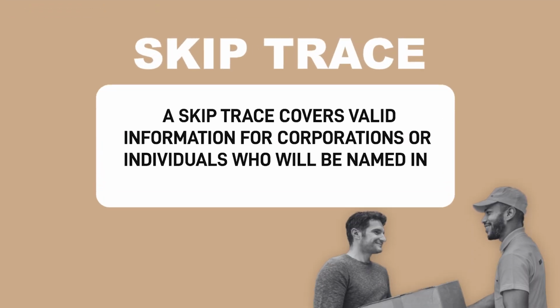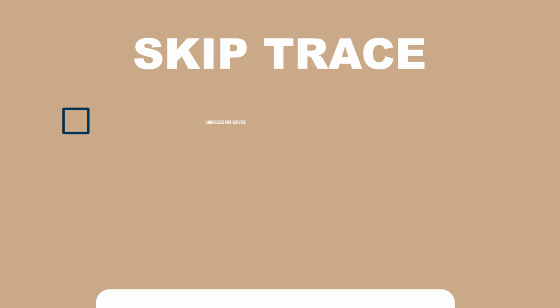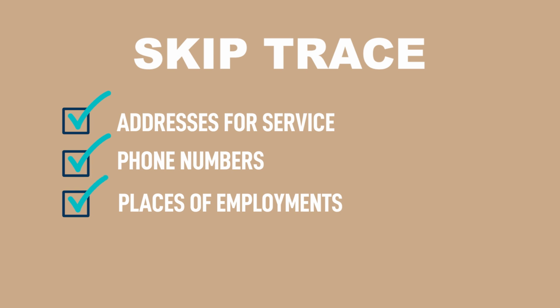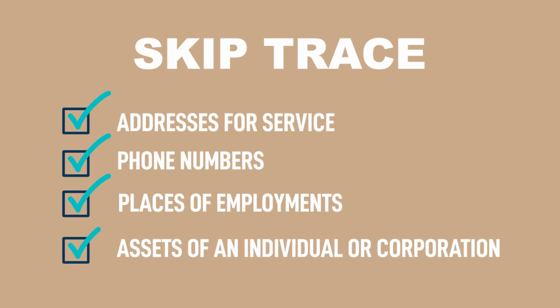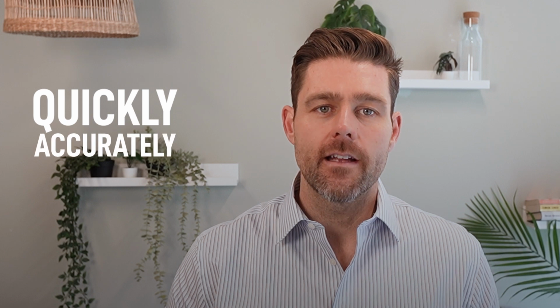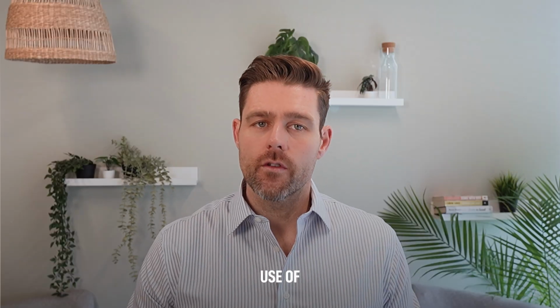A skip trace covers valid information for corporations or individuals who will be named in your action. Addresses for service, phone numbers, places of employment, and even assets of an individual or a corporation can all be uncovered quickly, accurately, and efficiently through the use of a skip trace.